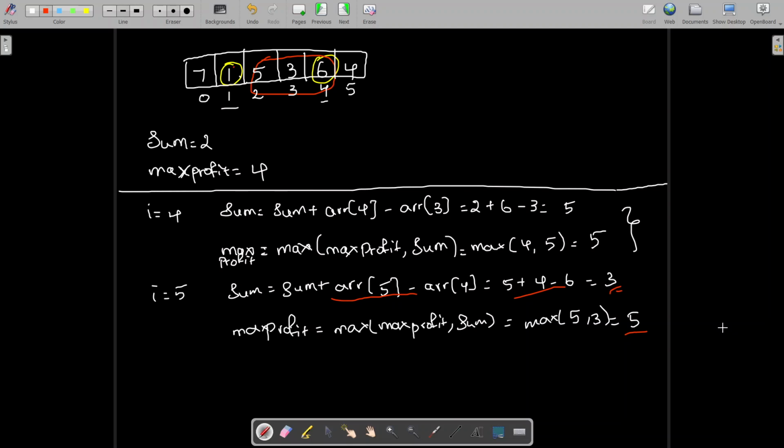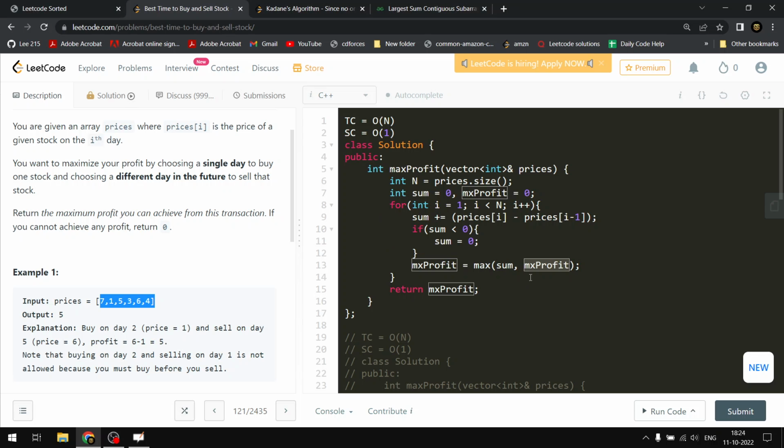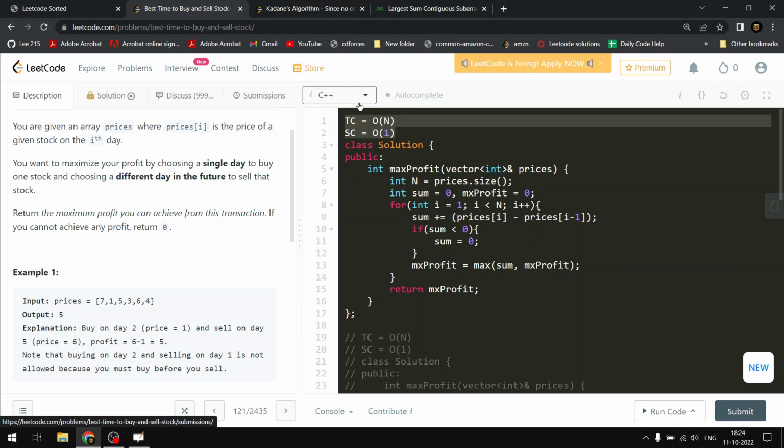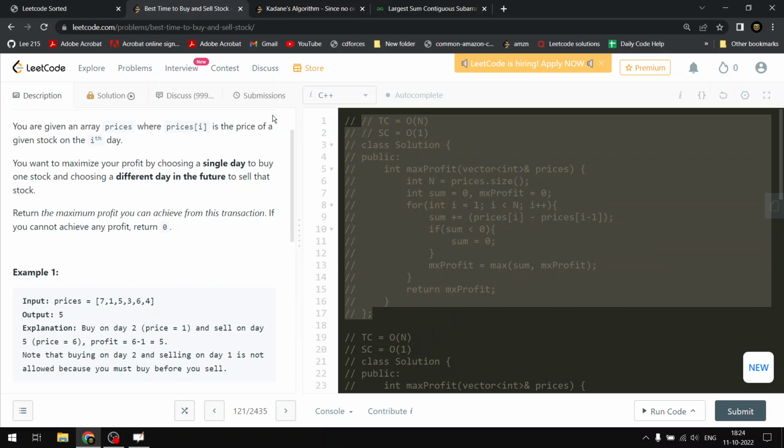So I will be returning this maximum profit, and this is the code for this. The time complexity is O of n, because we are only using a single loop, and the space complexity is O of 1, because there is no extra space used here. So this is the algorithm and code for this. Thank you.